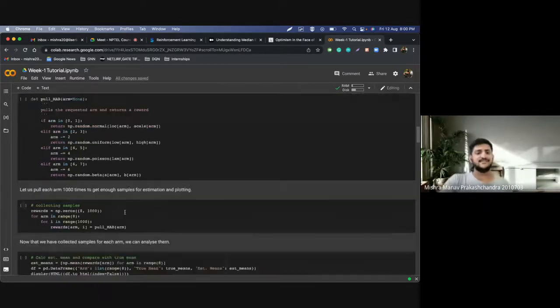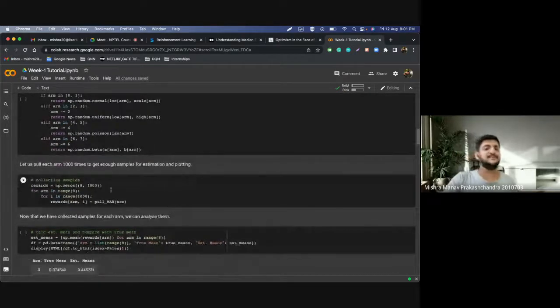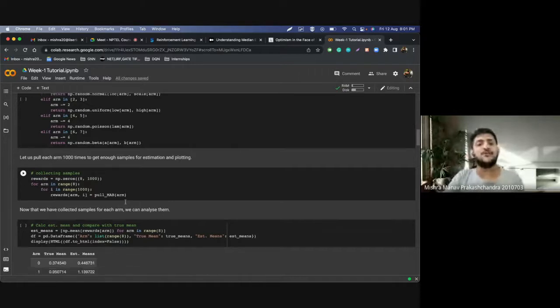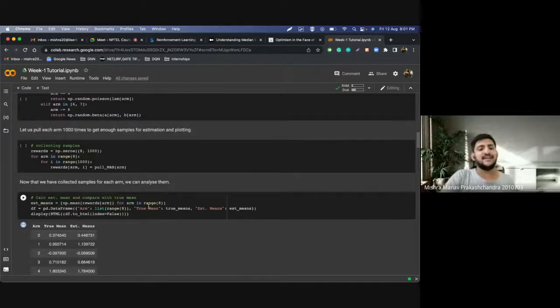First we make a brute force estimation. We pull each arm 1,000 times to get enough samples for estimation and plotting. So you see, we have done a brute force method. I take the first arm, pull it 1,000 times, then the second arm, pull it 1,000 times, and so on. I keep track of all the rewards and then take a mean of all the rewards that I have accumulated over time.